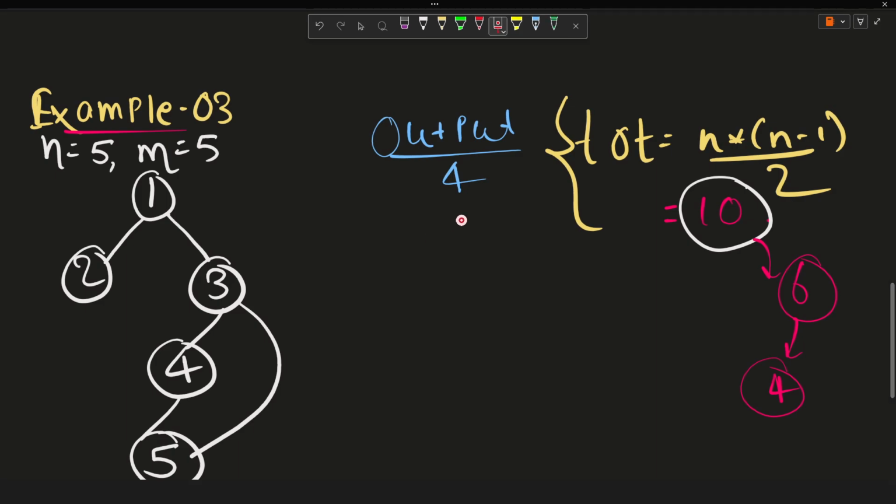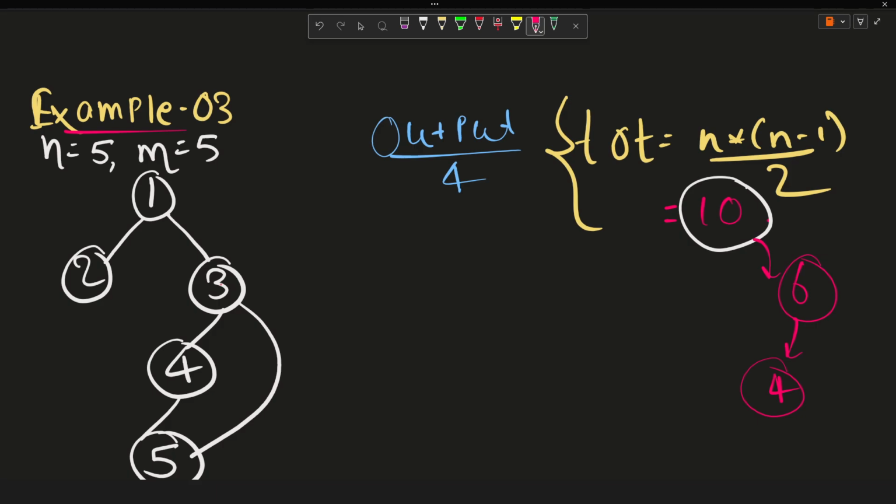So how will we use the concept of these bridges and back edges in order to solve this problem? See, the problem has asked us to minimize the total number of pairs of vertices that are reachable from each other by removing at most one edge from the graph.